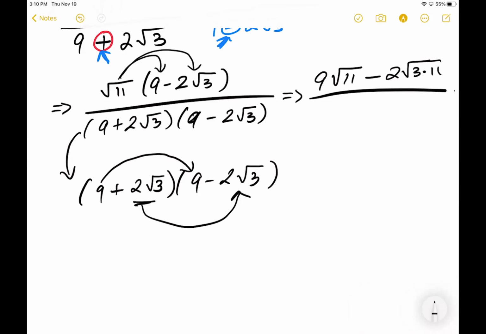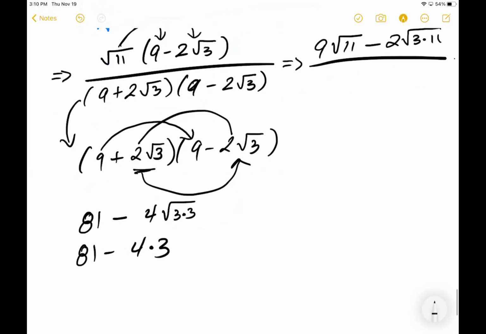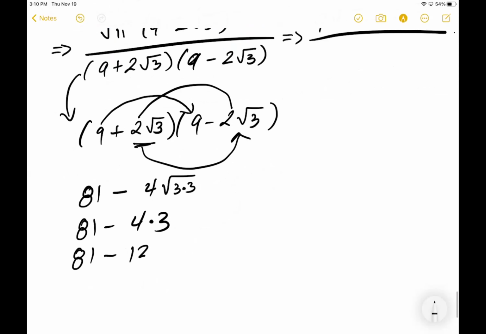If you take 9 times 9, do you agree that 9 times 9 gives me 81? If you take this number minus, do you agree that 2 times 2 gives me 4? Square root of 3 times 3, do you agree that 3 times 3 is 9? A square root of 9 is basically 3 on the outside. And 3 times 4 is 12. Do you agree that if you take 81 and subtract this, 81 minus 12, that will give you 69?